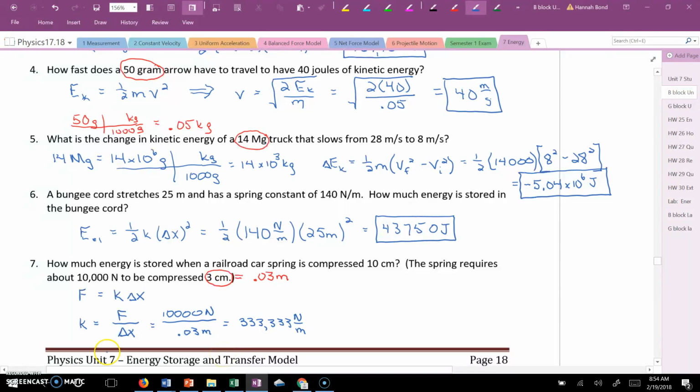Okay, but now that we have the K, it's asking us for the energy that's stored when it's compressed by 10 centimeters. Again, I need to make that 10 centimeters a standard unit, which would be 1/10 of a meter. So the elastic energy in the spring is half of the spring constant times the displacement squared, which would be half of 333,333 times 0.1 squared, which would be 1667 joules.